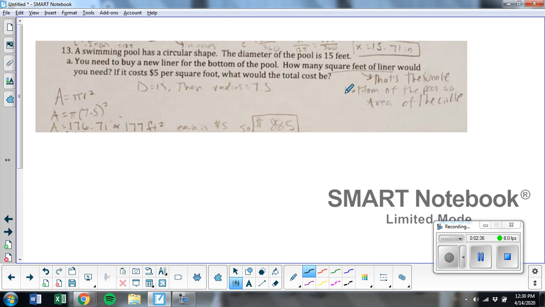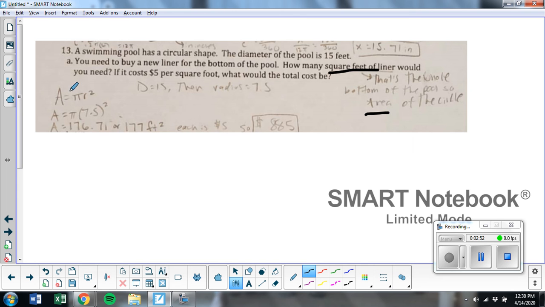So I made a note here. If I want this liner, the liner is covering the whole bottom. So that's not just the circumference. I don't just want to line the edges. I want the whole bottom of the pool to be covered. So that means it's area. I need the area of this pool.